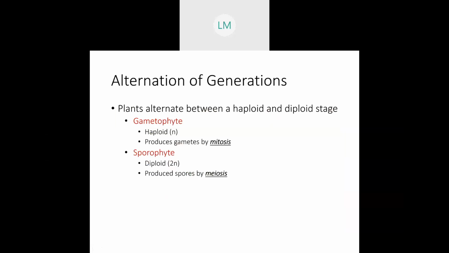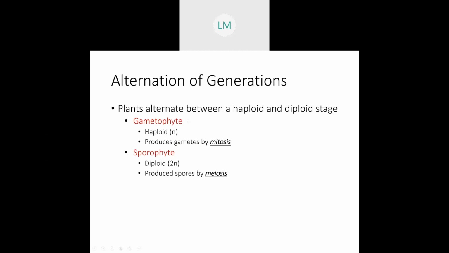So to summarize the alternation of generations life cycle, it's an alternation of these haploid and diploid generations. So they're going to be haploid, then they're going to be diploid, then they're going to be haploid again. They're just alternating back and forth between these haploid and diploid stages.